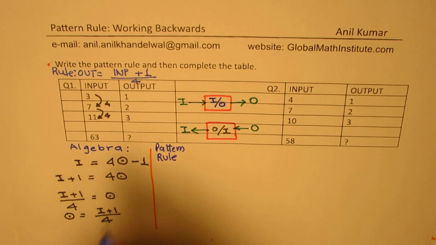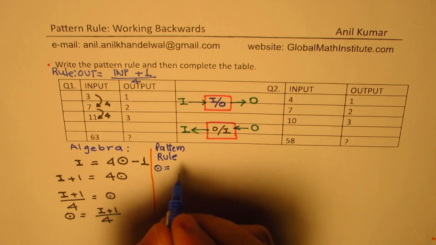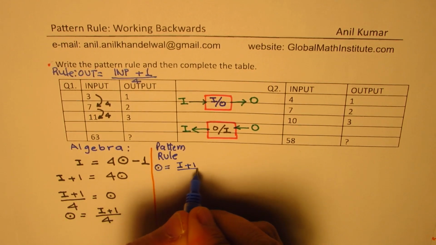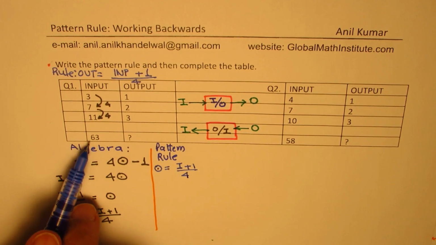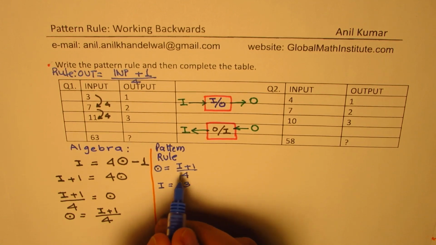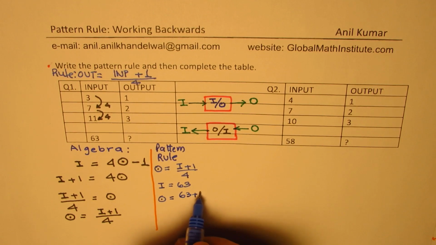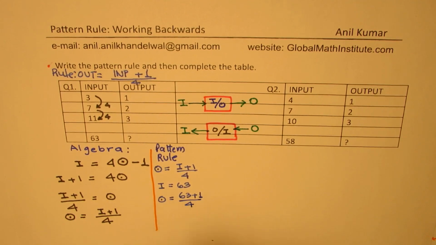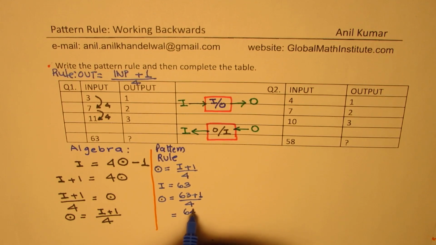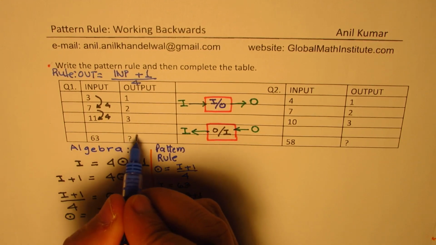The output O is equal to (input plus 1) divided by 4. So we need to find the output for 63. If the input is equal to 63, then what is the output? Well, the output should be equal to (63 plus 1) divided by 4, which is equal to 64 divided by 4. Now 4 times 1 is 4, and then 4 times 6 is 24, which is 16. And therefore, this should be 16.